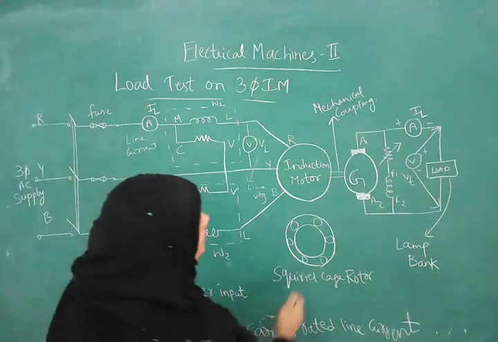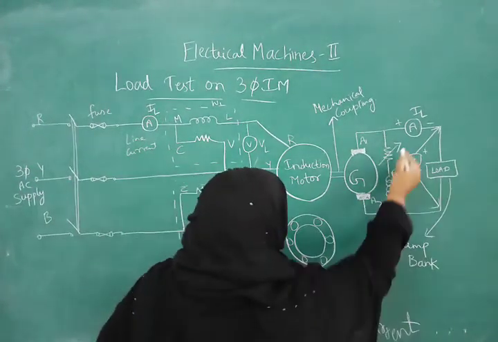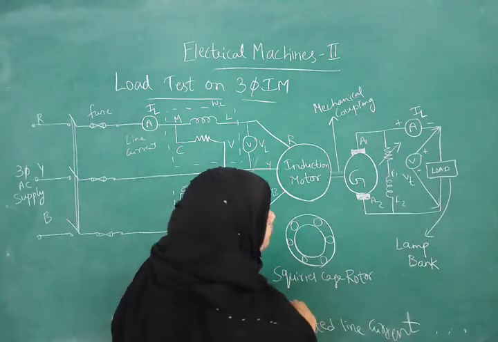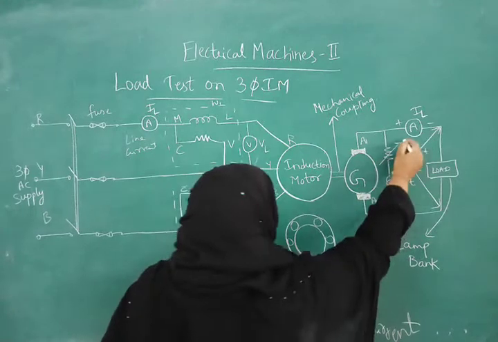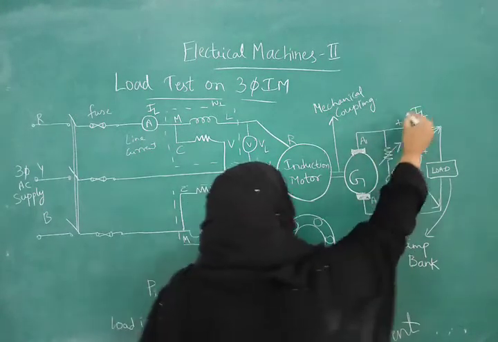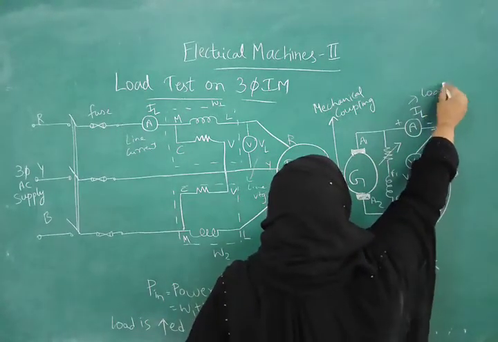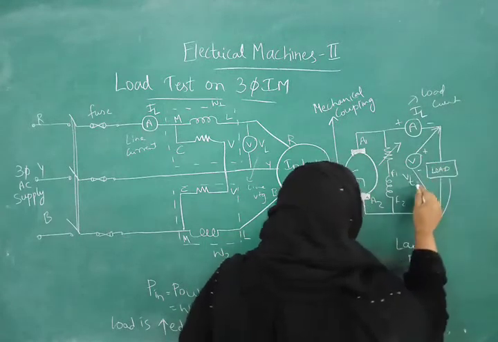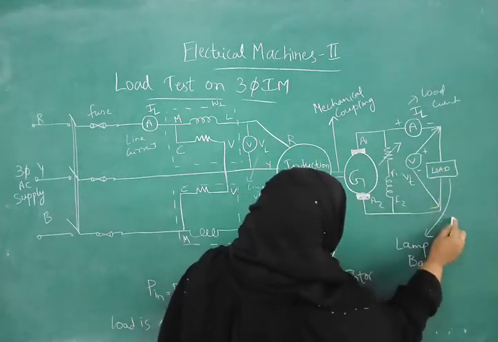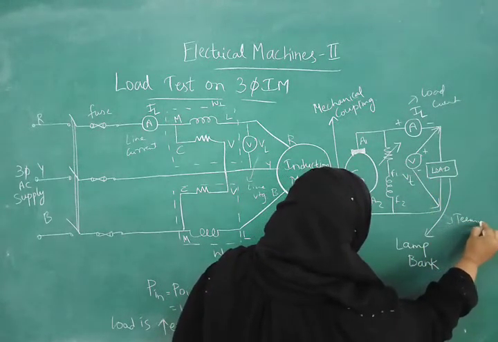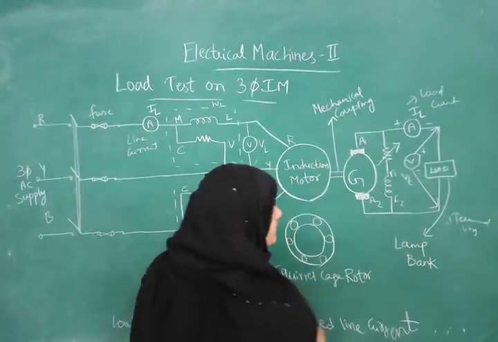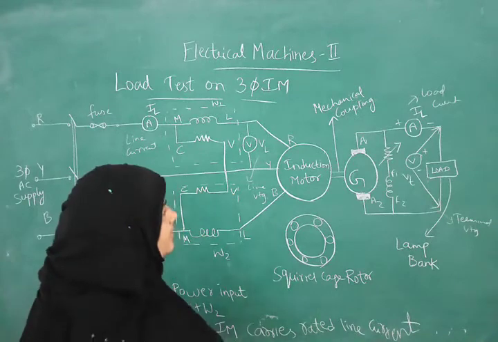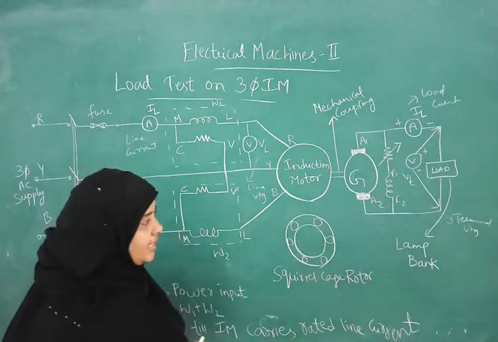Now on the right-hand side you can see two meters, one ammeter and one voltmeter. This ammeter is reading load current, and this voltmeter is reading terminal voltage. Here a lamp bank is connected as a load to the generator.